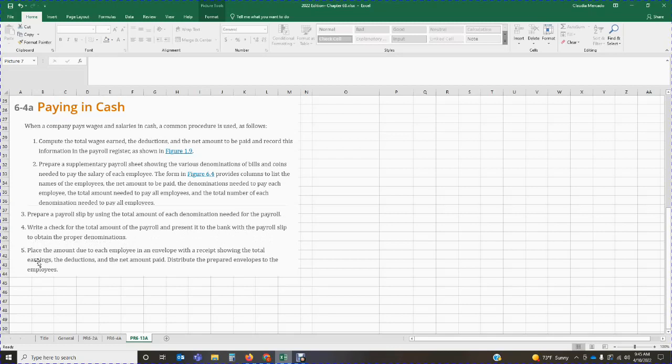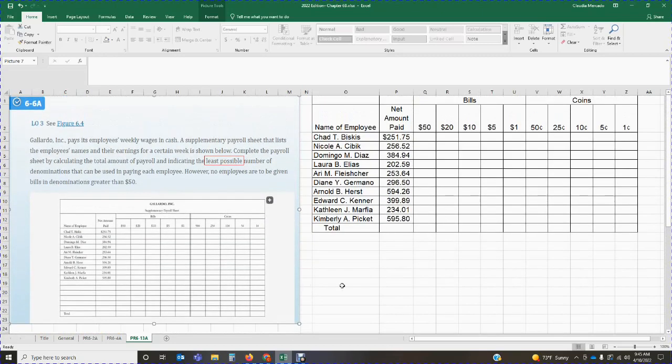Then we come back from the bank and we place the amount due to each employee in an envelope with a receipt showing the total earnings, the deductions, and the net amount paid. We distribute the prepared envelopes to the employees. Like I said, not a very common practice nowadays, but you might face it if it's a super small company, if for whatever reason the employees are getting paid in cash.